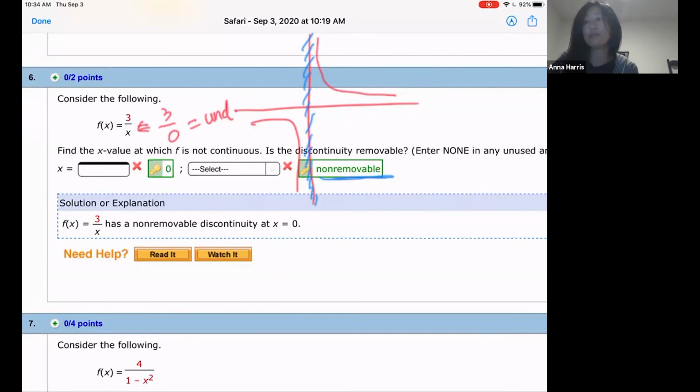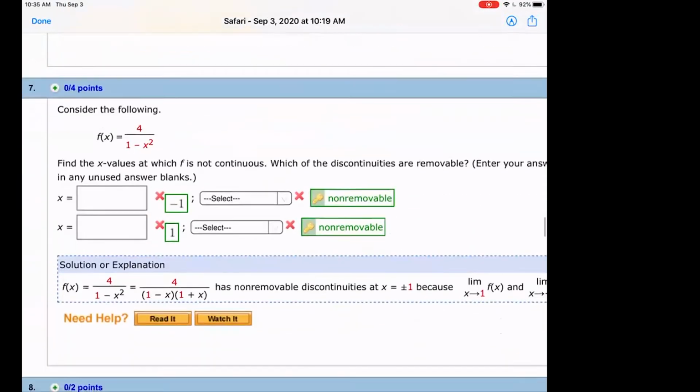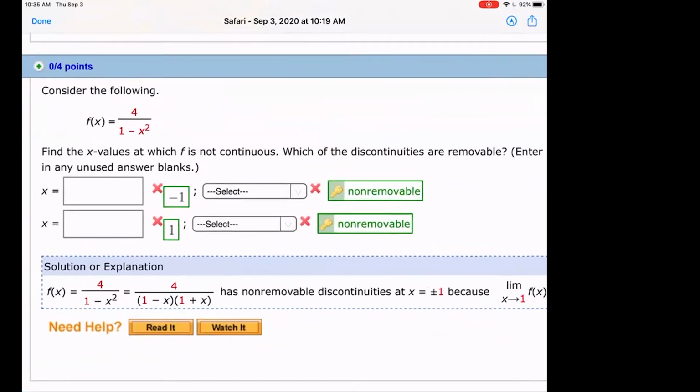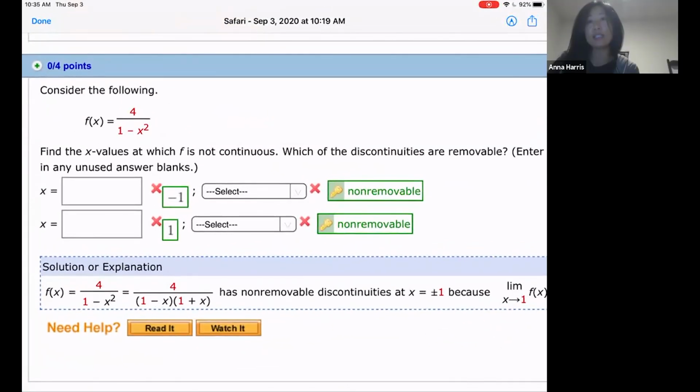All right, number 7, the same section 4? Yes, ma'am. Okay, so we have this. Well, this is a good problem too. Very good. Okay.